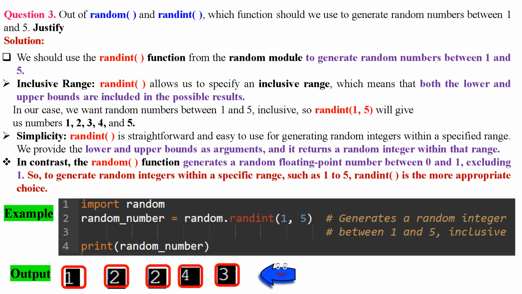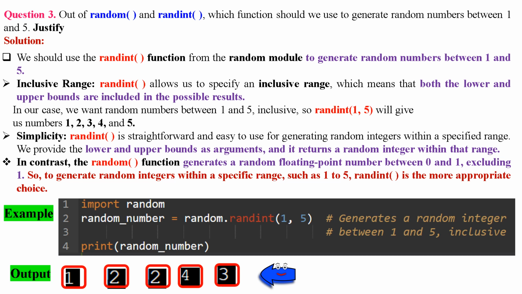In line 2, random_number equals random.randint of 1, 5. This line generates a random integer and assigns it to the variable random_number. The randint function is a part of the random module, and it generates a random integer between the two specified values, inclusive. In this case, it will generate a random integer between 1 and 5, including both 1 and 5.